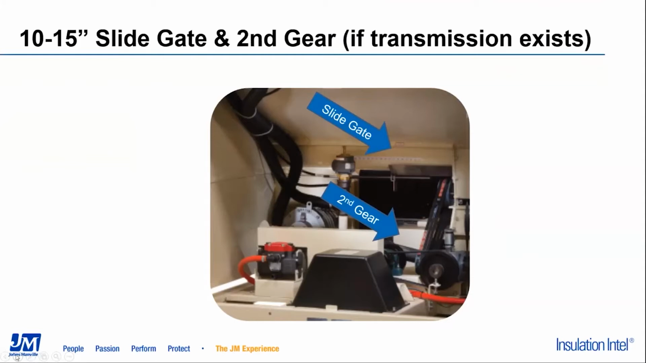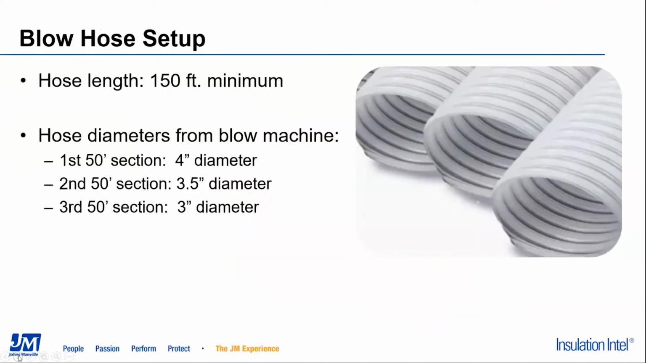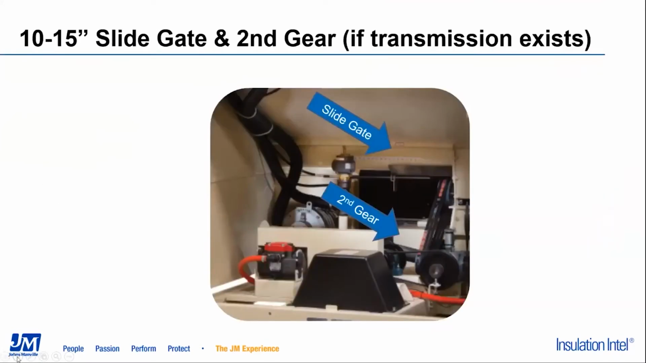And then to further dial in the material flow, hook up a hose, and we want to blow into a bag or a box. Blow into the bag for 15 seconds, and then weigh it with a scale, preferably a digital fish scale. We want to be between 2.5 to 3 pounds of material in the bag.